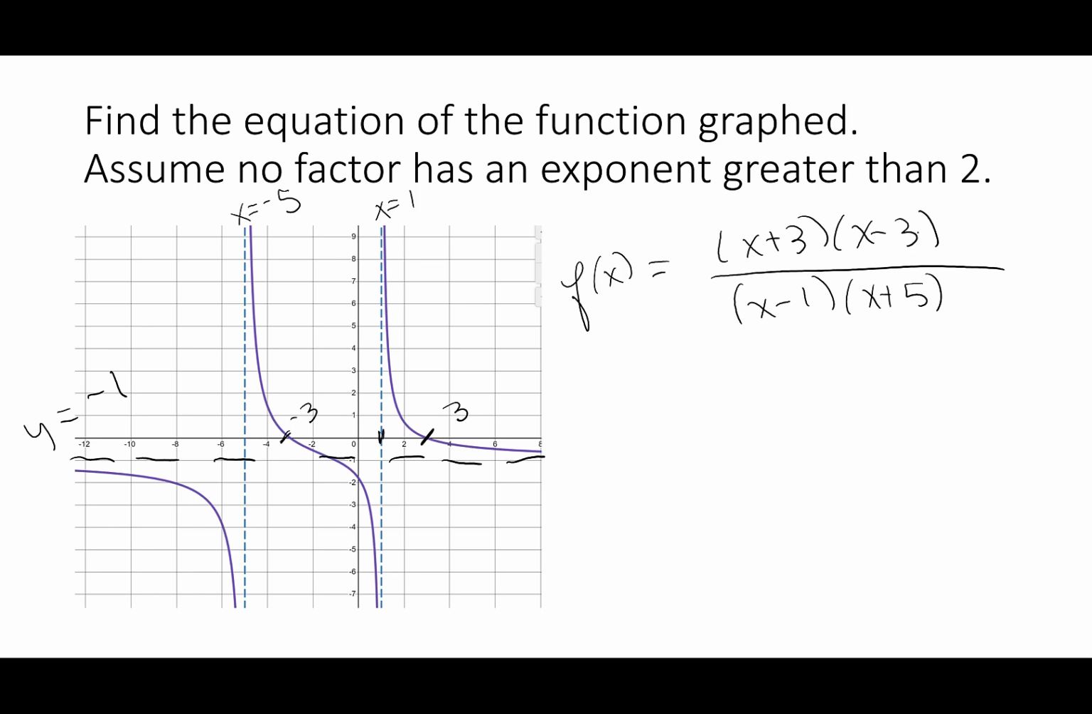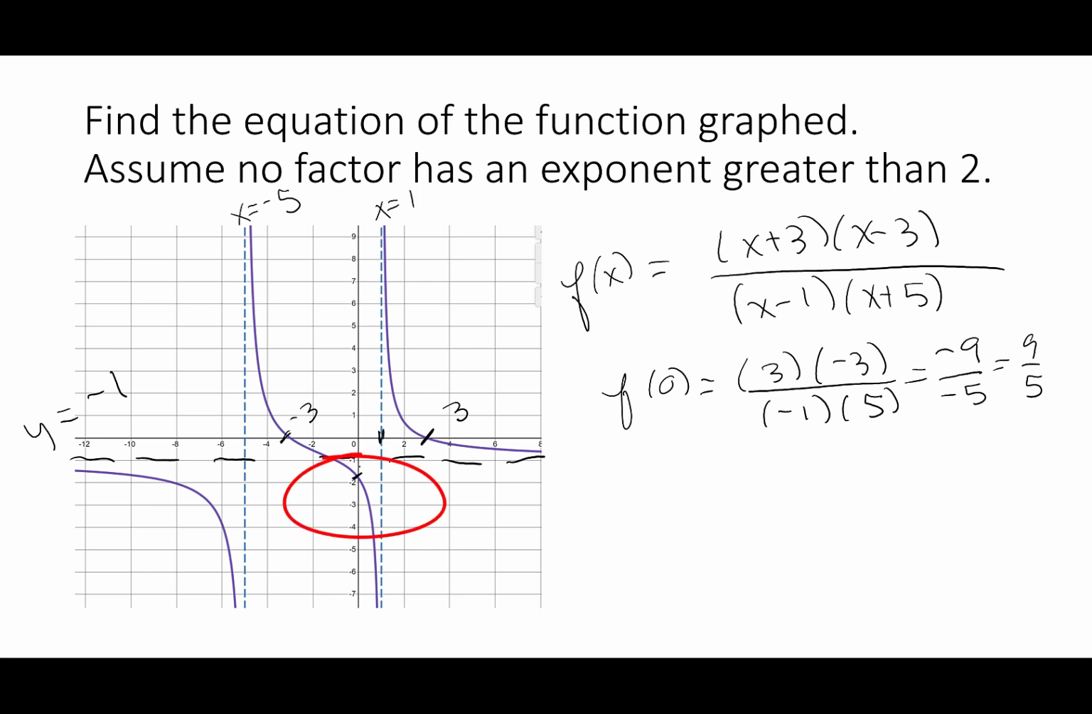Now, last time I said, like, plug in 0 or something to see what's going on. So we could try that strategy again. I've got two things going on in here I want to show you really. So this is 3 times negative 3 over negative 1 times 5. I have negative 9 over negative 5, which is positive 9 over 5. Now, when you look at it, our intercept is actually negative, not positive. So that does say we need to have a negative in front of this function.